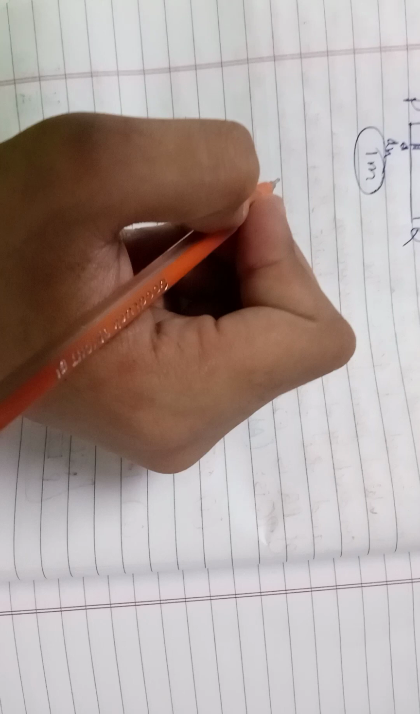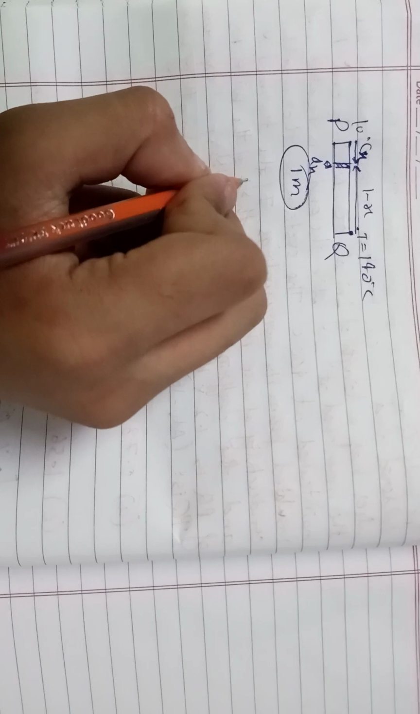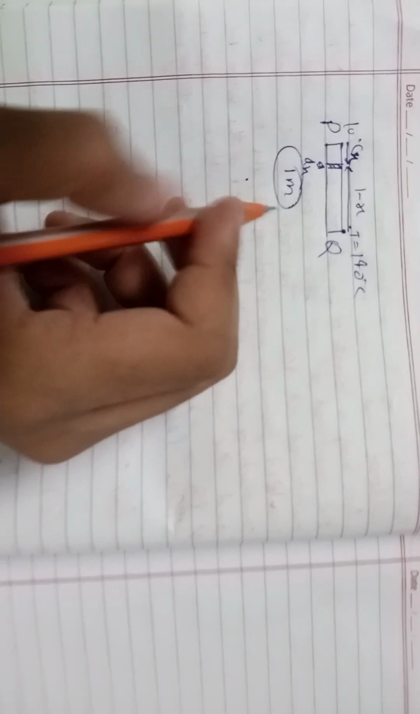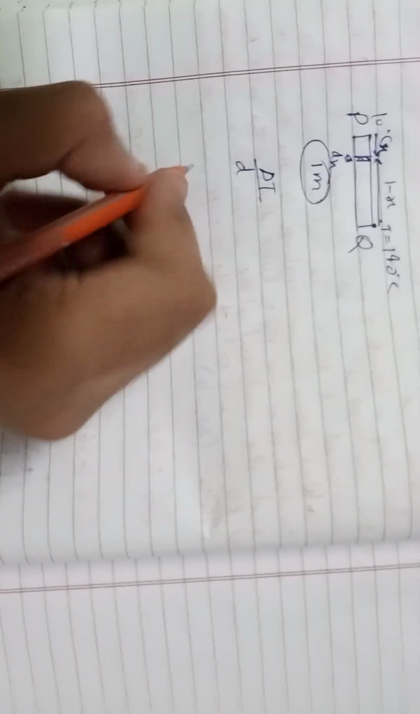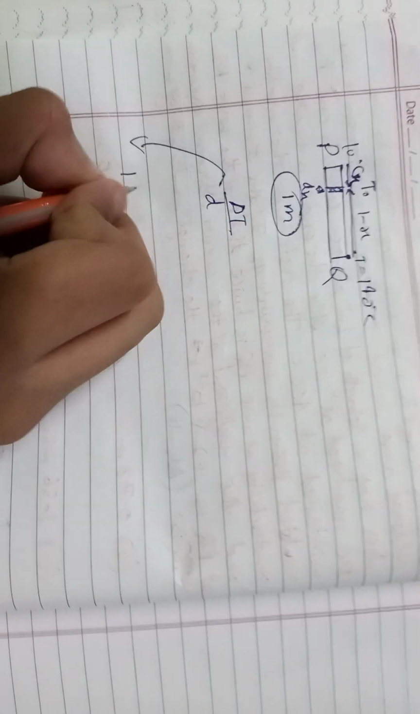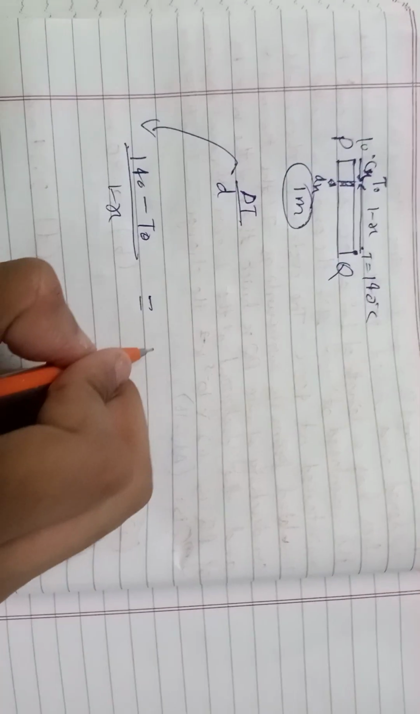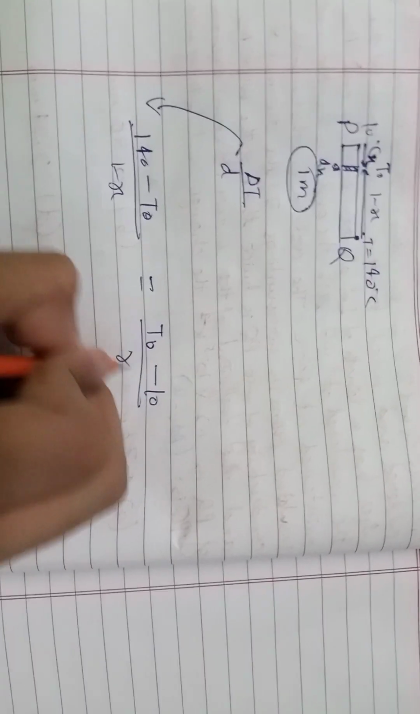Also, we've studied in the temperature gradient part that the temperature gradient is same in the same material for any two parts. Temperature gradient is essentially delta T by distance between them. So now here we can see that 140 minus, let this junction temperature be T naught, 140 minus T naught, distance between them, which you'll see is 1 minus x, equals T naught minus 10 upon x.